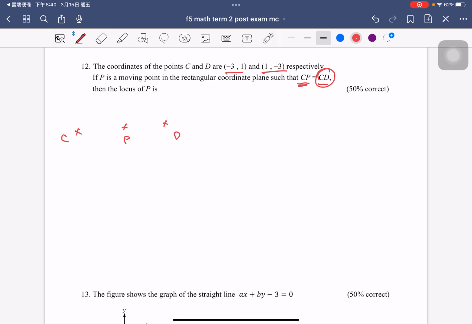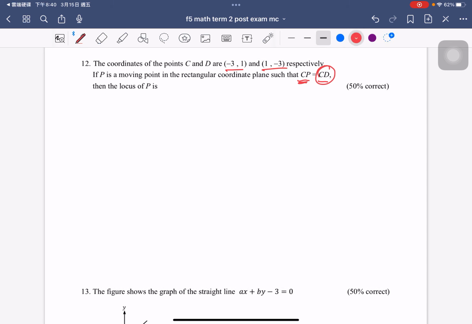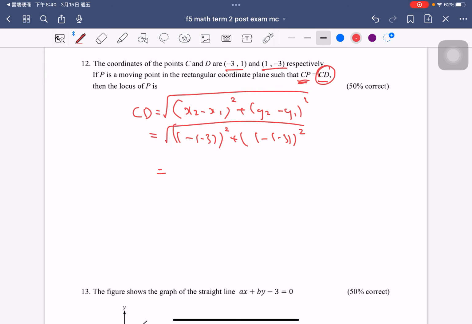So actually we just want to say that CP is going to be equal to CD. So maybe D is not here, maybe something around here. It's actually just a length, isn't it? So the distance between C and D, you can calculate it by using the distance formula, the square root of (x2 minus x1) squared plus (y2 minus y1) squared. This will give you 1 minus (-3) squared, plus (-3) minus 1 squared. So this is going to be 4 squared plus 4 squared, which is 32. So it's going to be the square root of 32.